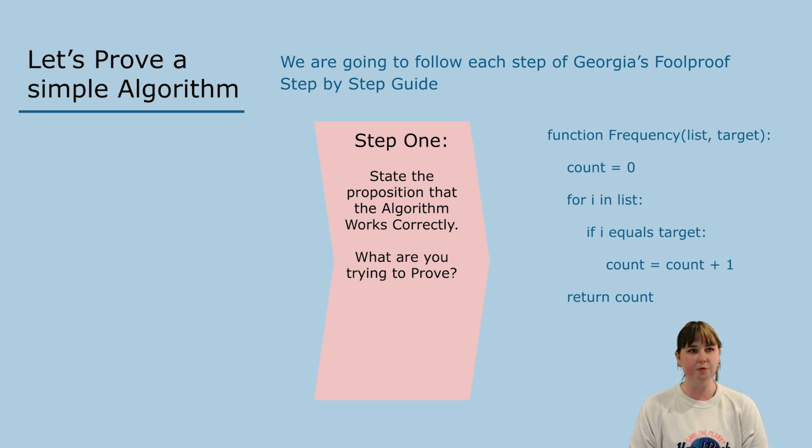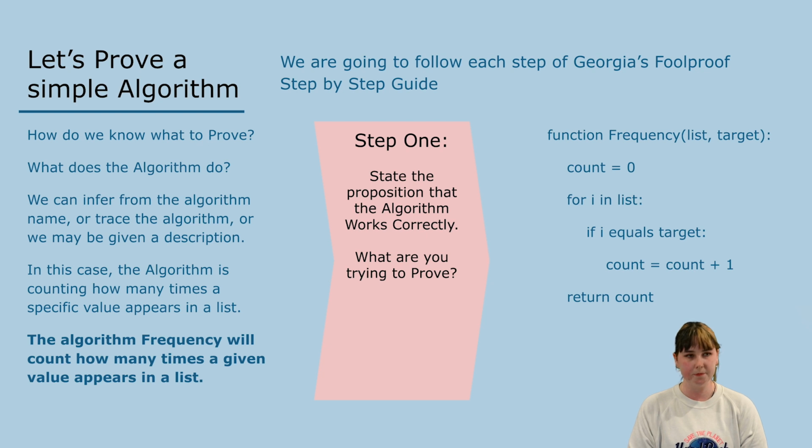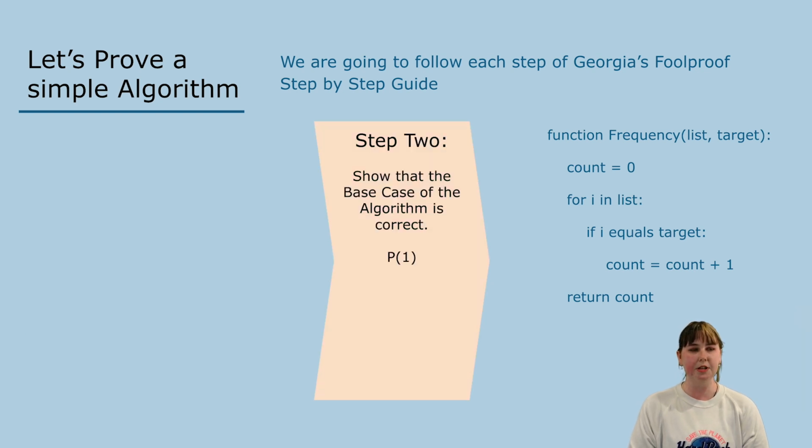So let's move on to step 2. Now in step 2, we're showing that the base case is correct, so that's P of 1. We need to first figure out what the base case is. And this is actually something that you can really struggle with. It can be quite difficult for students to understand it on a case-to-case basis. Hopefully you get a nice and easy algorithm on the exam where it's very easy. In this case, we're going to say that our base case is a list of one item.